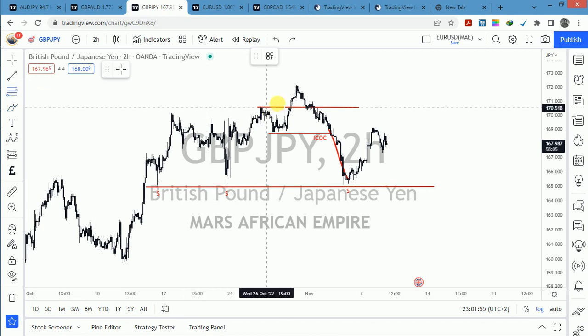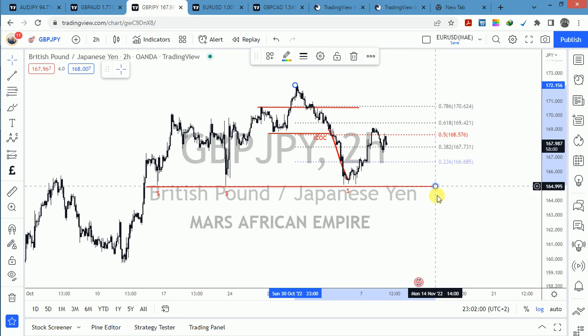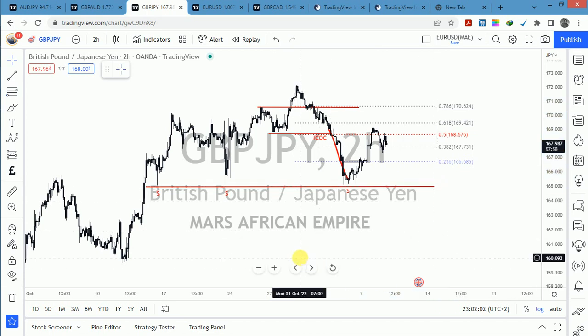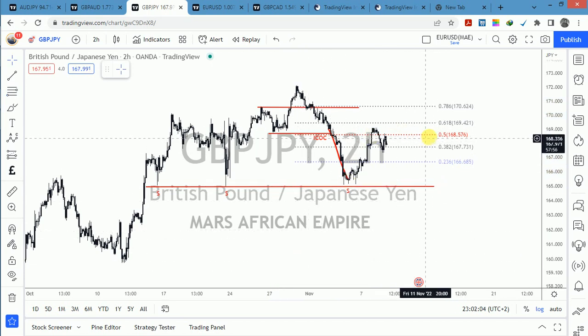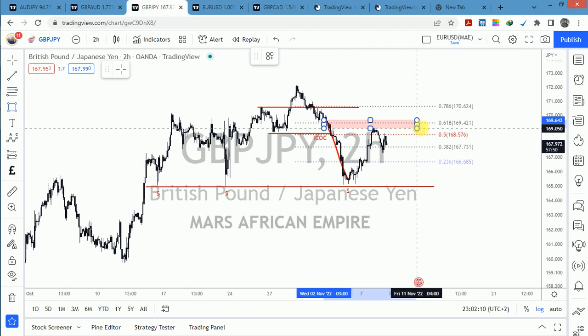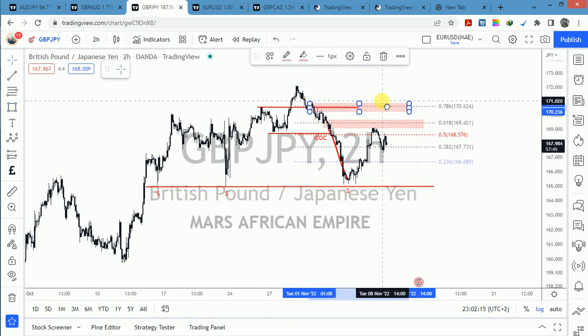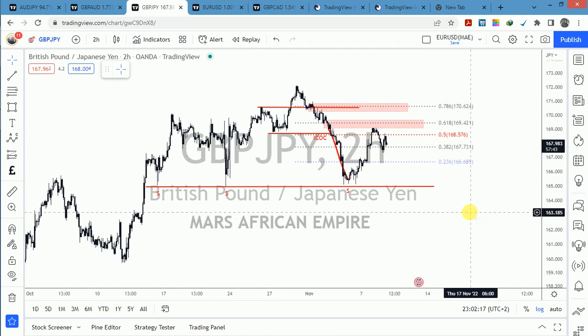Let's start by using a Fibonacci retracement tool. So we are more interested in order blocks that are above 0.50. We are interested in an order block which is around this area. We are interested in an order block which is around this area. This is the order block. These are the order blocks that we are interested in.